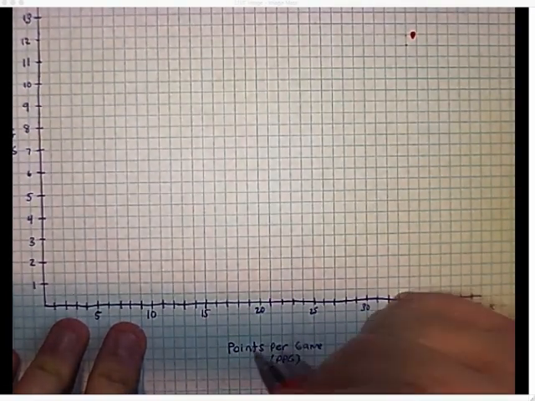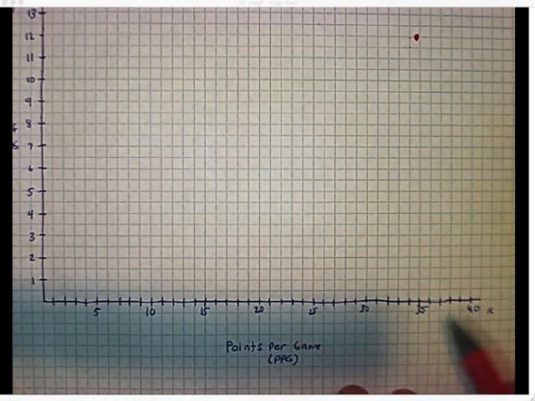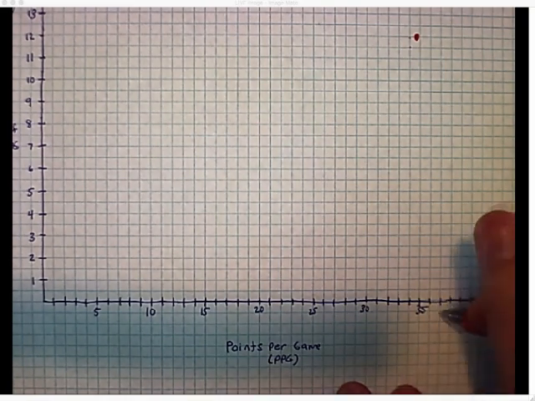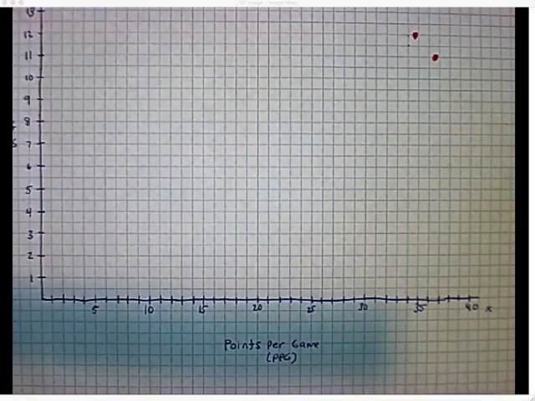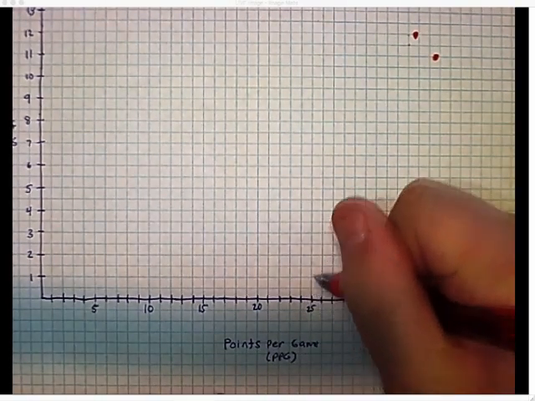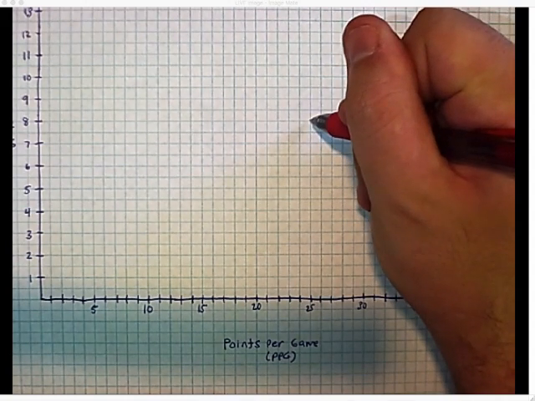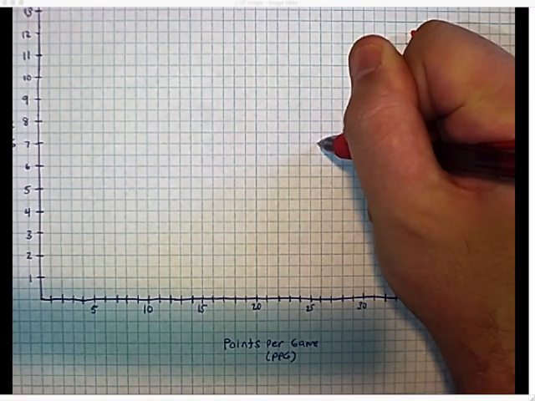Arkansas, they had 36.8. Take that up until it hits 11 wins. Okay. So that dot represents Arkansas. Auburn, 25.7. Well, here's 25. Take it up till I hit 7. Okay, but it's 25.7. So that dot represents Auburn.